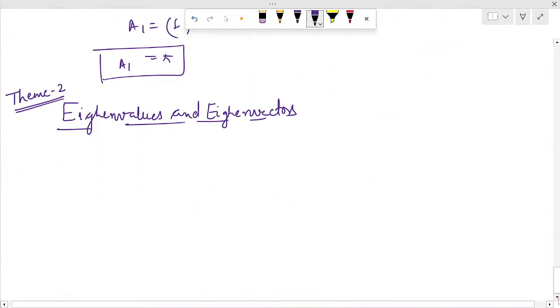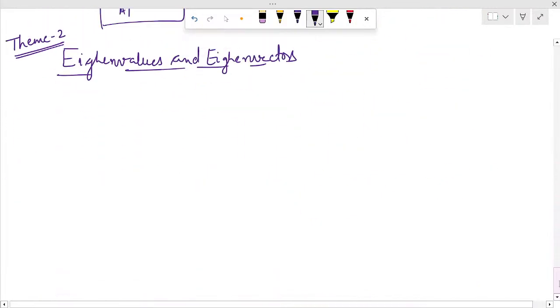So theme number 1 was linear transformation. Theme number 2 is eigenvalues, eigenvectors. As you know, this is one of the most important themes in the examination. You'll find that almost every year they have asked questions from this particular topic, whether it is JEST, NET, GATE, JAM, or any examination in India regarding mathematics or physics. This is something that you can expect each year.